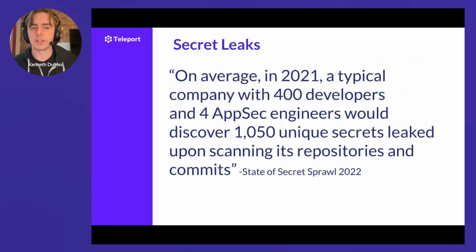And frankly, most organizations are just not equipped to deal with these leaks. Another quote from the report is that on average in 2021, a typical company with 400 developers and 4 AppSec engineers would discover 1,050 unique secrets leaked upon scanning its repositories and commits. That's a lot of secrets. And each of those secrets is typically not leaked in an isolated way. On average, each of these individual secrets appeared 13 times each in different places across the code base, 13 times.